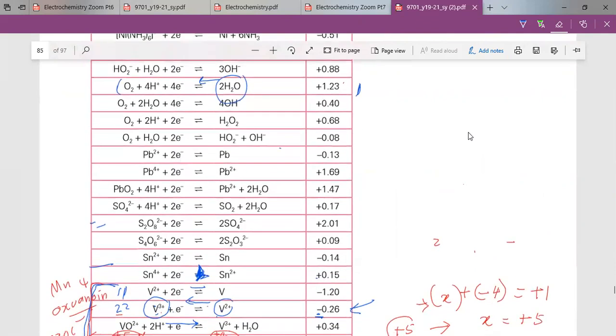So you write it in the original way. In fact, it's reduction anyway. Pb2 plus plus 2e goes to Pb, E naught minus 0.13. So that's what I put down there.